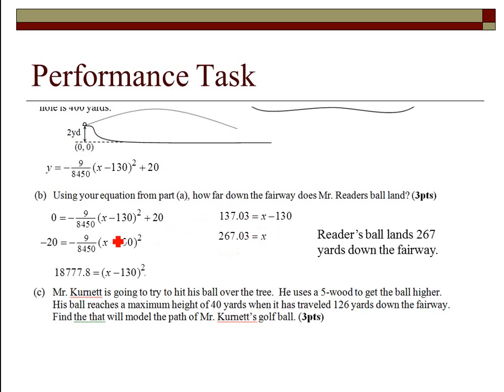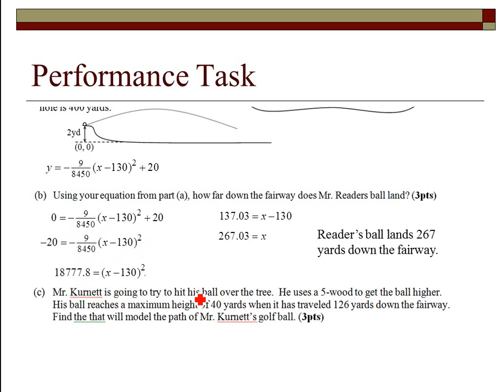So I just went through the steps, finding out where it lands. I got to know when y equals 0. And then I'm just going to go through and solve, taking advantage. You use your calculator for this kind of a problem. Now, Mr. Cornett is going to try to hit the ball over the tree. He used a 5-wood to get the ball higher.